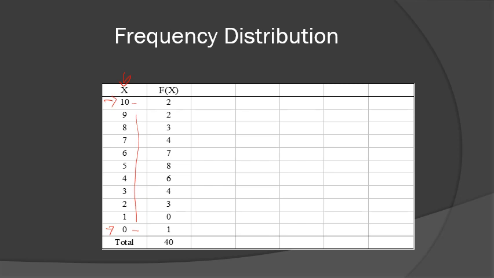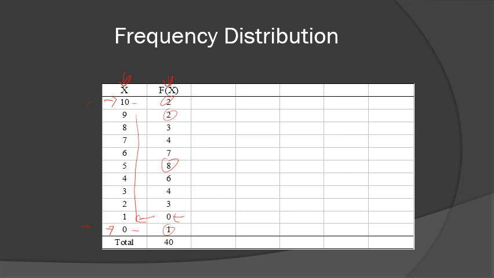Then this column is going to be the frequency, the number of times that value occurs. So 10 occurs twice, 9 occurs twice. Down here, 5 occurs 8 times. 0 occurs once. Important to note that 1 occurs 0 times, but we still have it over here because we include all values between the highest and the lowest point.